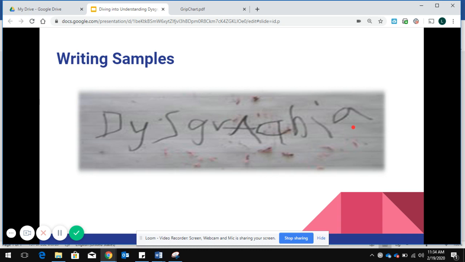Okay, so now we will look at more writing samples. Kind of a disclaimer, it's very important to take into consideration that these writing samples are not the gold standard for dysgraphia. Not all students with dysgraphia will demonstrate the same characteristics. So this is just for you to have an idea of what dysgraphia looks like and to look at the characteristics and see how those characteristics present in the writing samples.